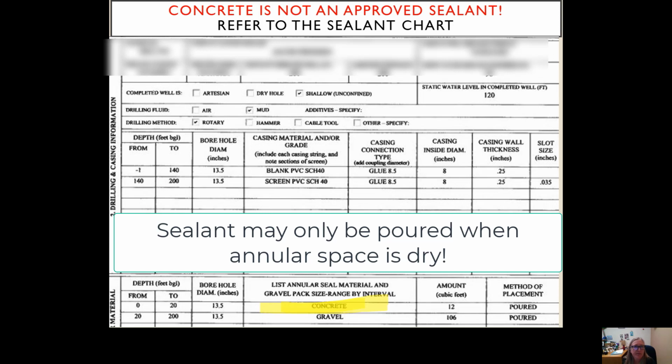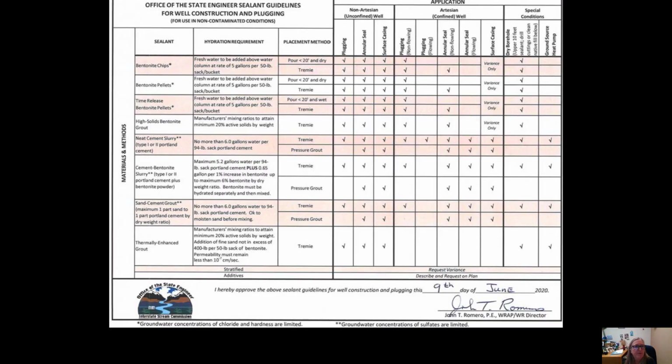Again, this is an example of a well record. This is not correct. There is no concrete may be used as an approved sealant. The approved sealants are listed here to the left of the PDF on our website showing the list of approved sealants. And over here, the first 3 columns are for non-artesian. Then the next 5 columns are for artesian wells. And then the last ones are for special conditions, either dry holes or ground source heat pumps. And this list was updated most recently in 2020.